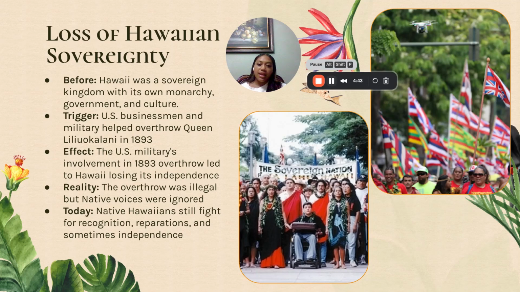By 1898, the U.S. fully annexed Hawaii, even though Native Hawaiians protested, and the overthrow was known to be illegal. We weren't just taken, we were silenced. Even now, Native Hawaiians are still standing up to protect our land, culture, and rights. Some want full independence, and some want federal recognition. But all of us want justice for what was done. Today, Native Hawaiians still fight for reparations and sometimes independence.